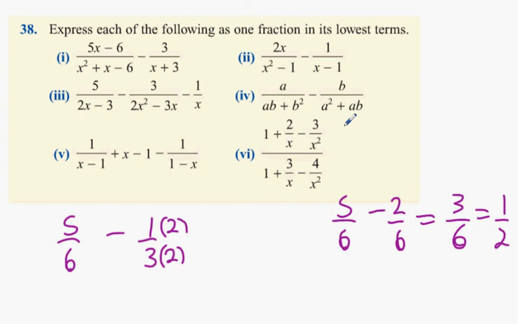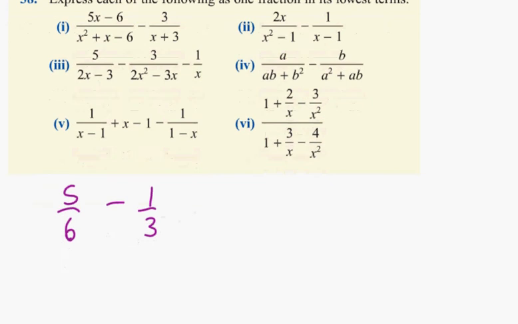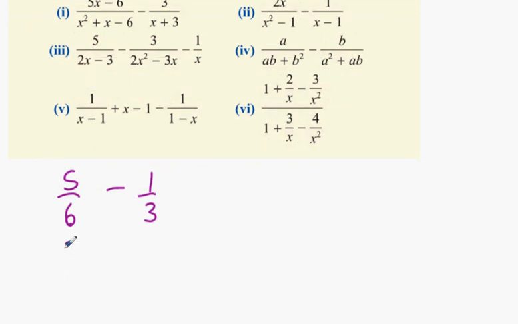Now, let me show you another thing you can do with this. Just another way of thinking about it. You would never have had to do this before. I'm going to change the 6. What am I going to change the 6 into? I'm going to break the 6 down into its factors. 6 is the same thing as 3 multiplied by 2.